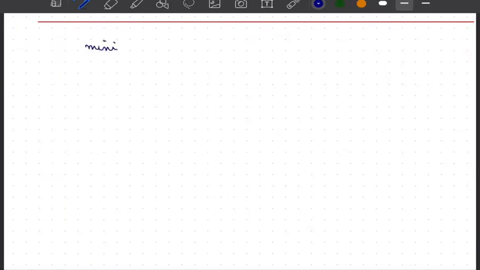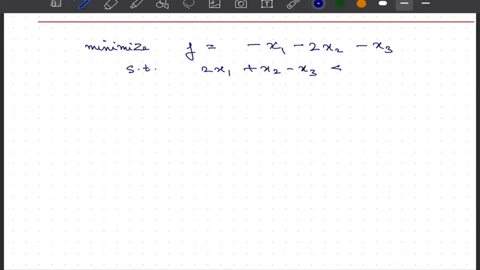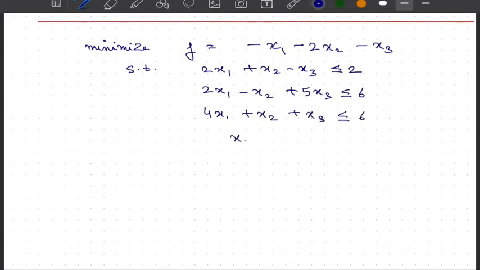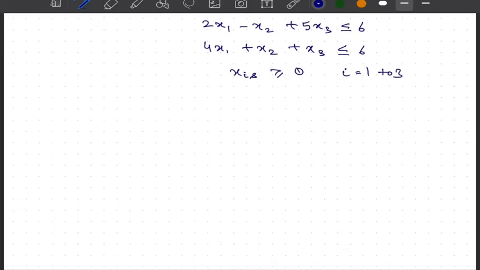So let us say our question is: minimize f equal to minus x1 minus 2x2 minus x3, subject to 2x1 plus x2 minus x3 less than or equal to 2, 2x1 minus x2 plus 5x3 less than or equal to 6, 4x1 plus x2 plus x3 less than or equal to 6, such that all xi's, x1, x2, x3, have to be greater than or equal to 0, and i varies from 1 to 3. So now we will proceed in steps.